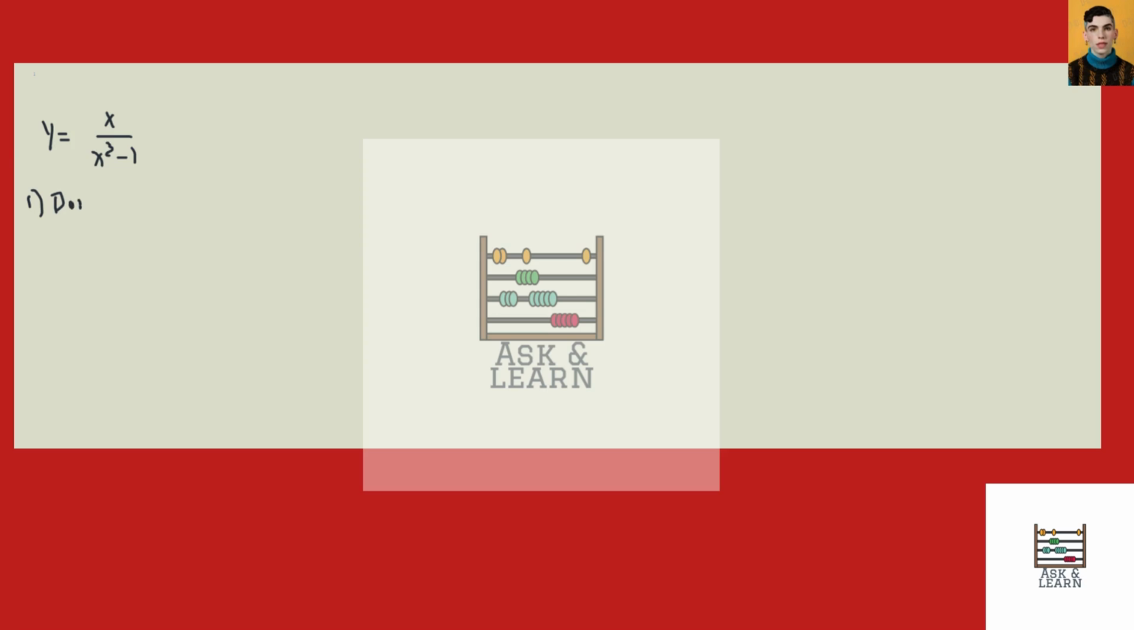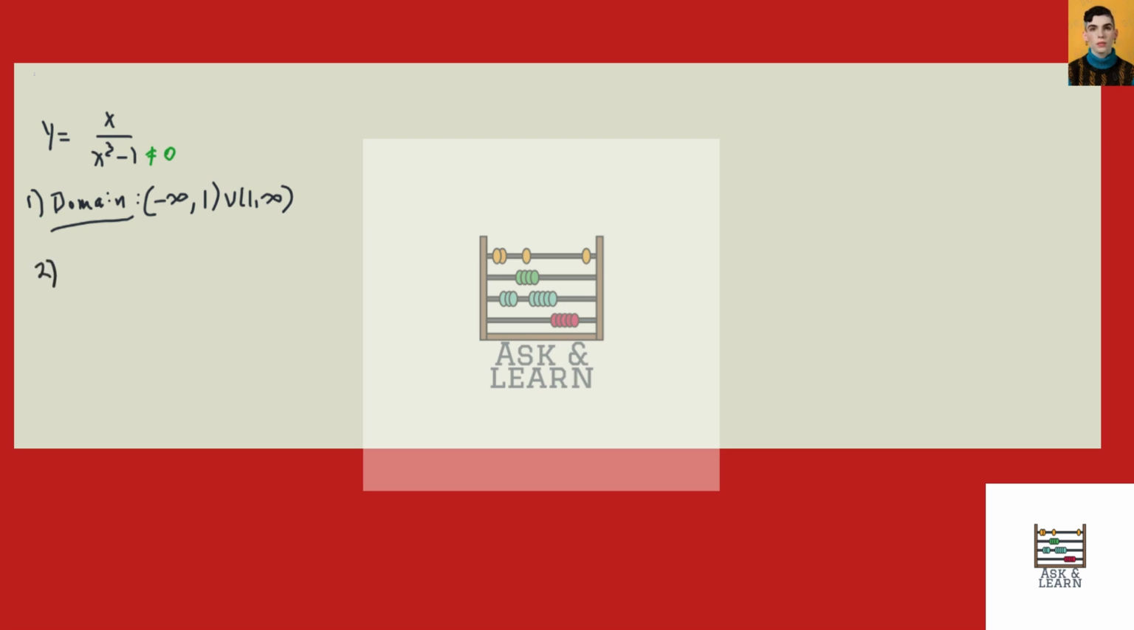So first, we need to figure out what our domain is going to be. Well, this is just going to be where our denominator is not equal to 0. So setting x cubed minus 1 equal to 0, we just get x cubed is equal to 1, or x is equal to 1. So our domain should be negative infinity to 1, union 1 to infinity.